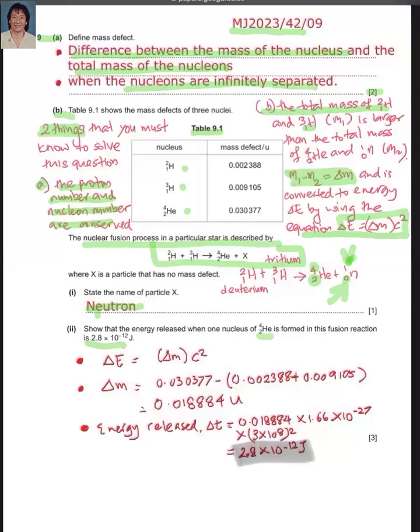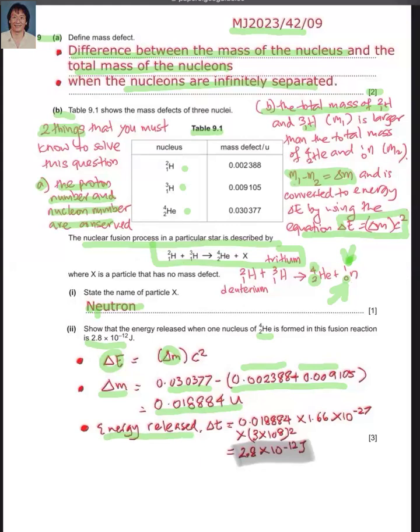You can get the delta M from the mass defect, which equals 0.030377 minus the sum of 0.002388 and 0.009105. This will give you 0.01884 atomic mass unit. So that you can find delta M. Then you can find the energy released by using mc squared.